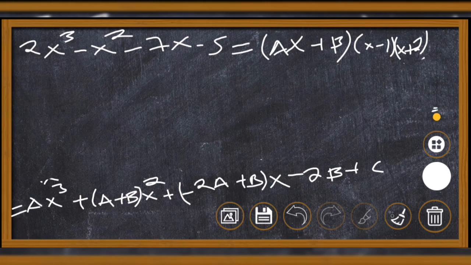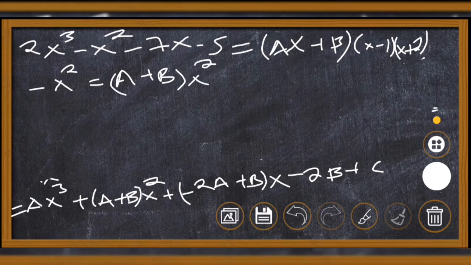Then let's go to the second part, which has x squared. The term with x squared in here is this one, and the term with x squared here is this one. So we are going to have negative x squared equals a plus b, times the x squared outside the brackets. There is a negative 1 here, so the x squared cancels and we remain with negative 1 equals a plus b, where we have already found that a is 2.